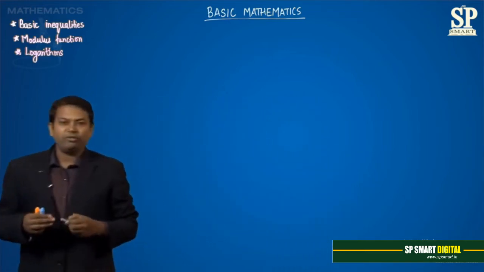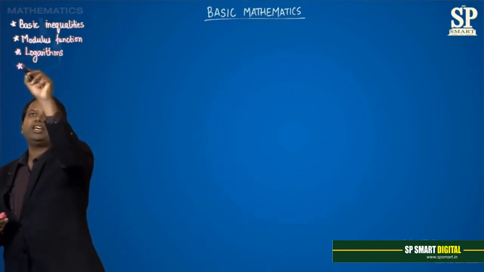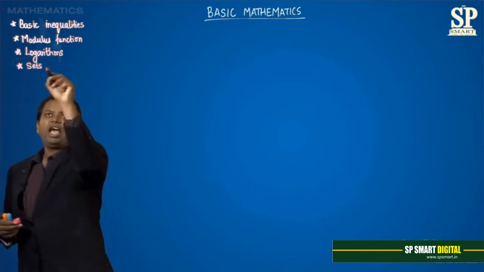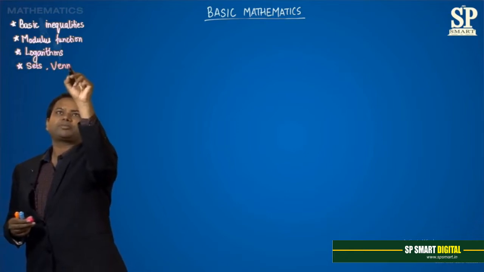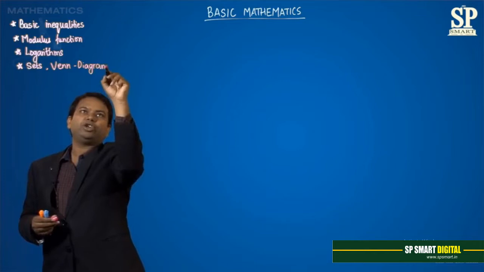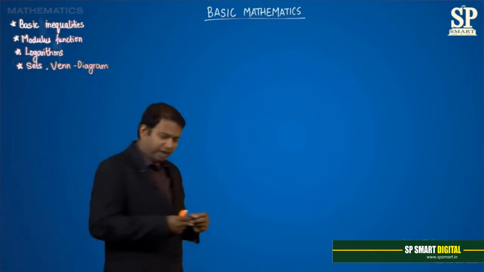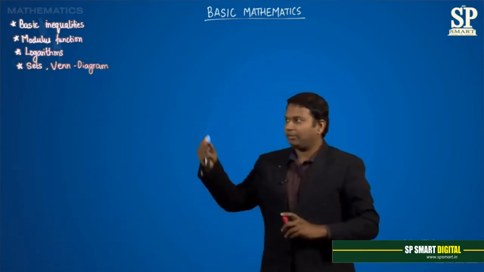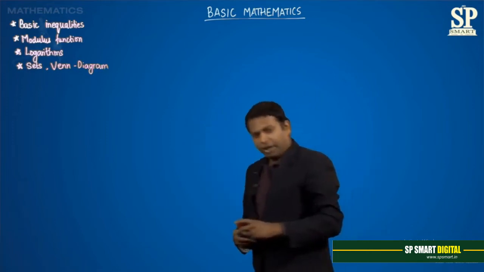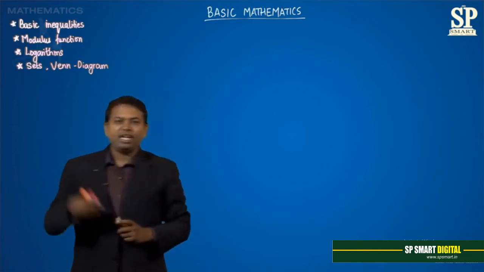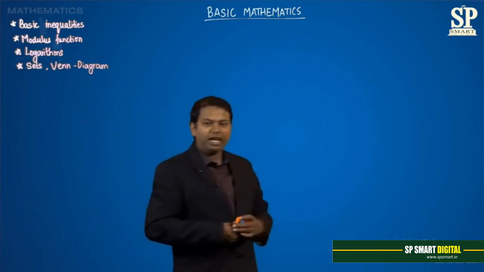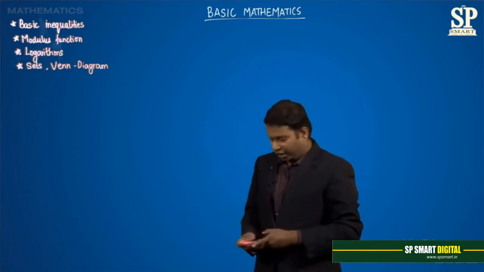And towards the end we will study something related to sets, very basic things related to sets and Venn diagrams, which is quite useful in topics like probability and permutations at times, and also for understanding different situations when there are 2 or 3 events taking place. Sets and Venn diagrams are specifically useful. So let us begin our discussion with basic inequalities.